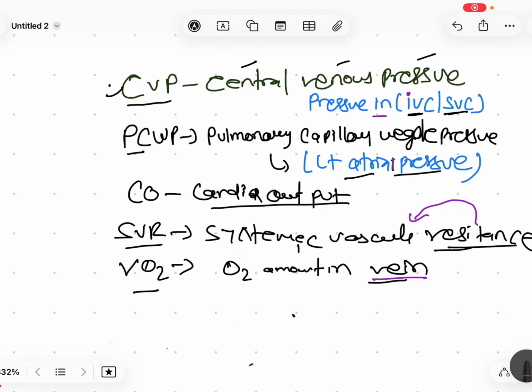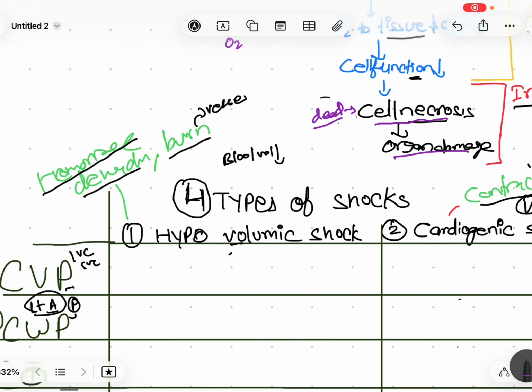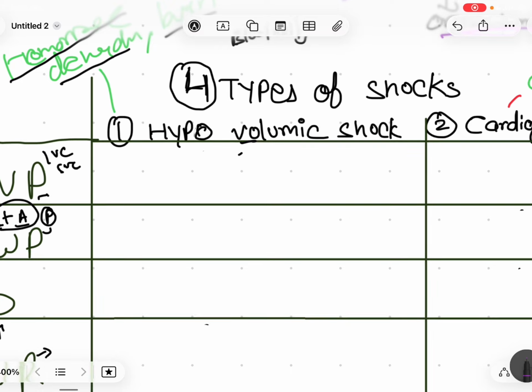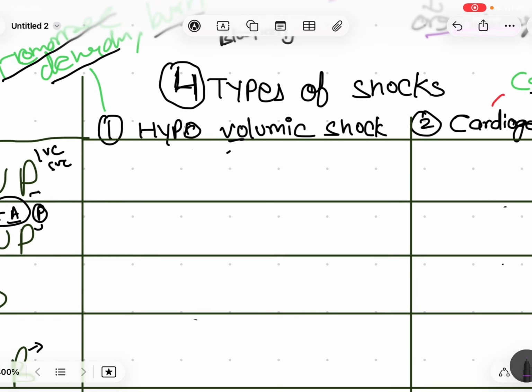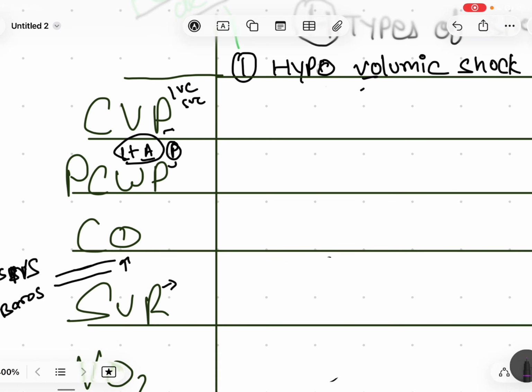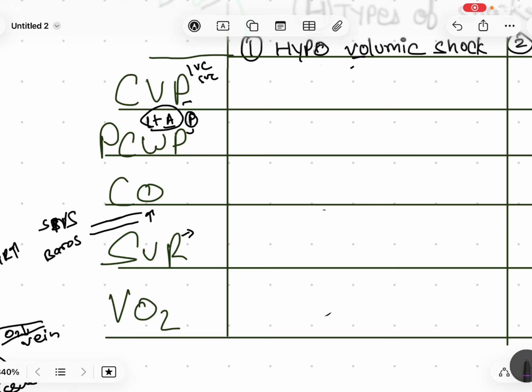Types of shocks. So here comes the first one, hypovolumic shock. Let me show you this. We already discussed central venous pressure, pulmonary capillary pressure, cardiac output, systemic vascular resistance, venous oxygen in veins. Okay.